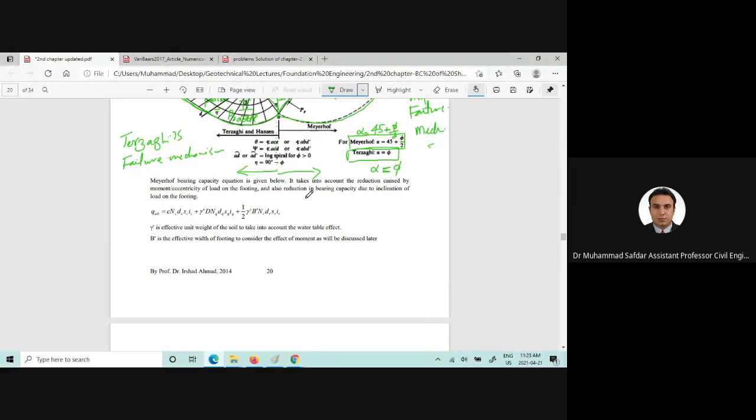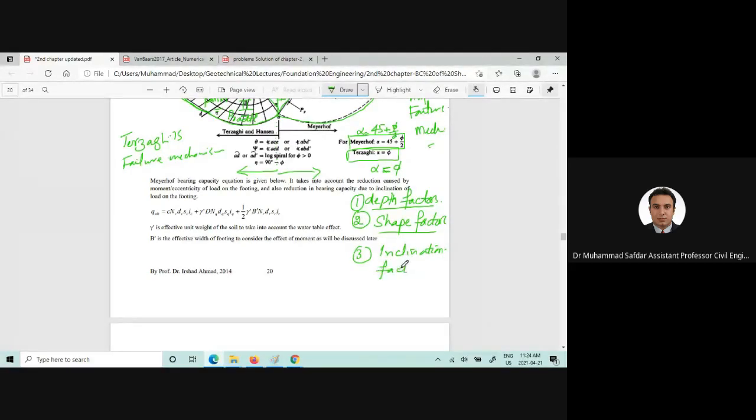Now, one of the major contributions of the Meyerhof bearing capacity equation is that he proposed depth factors which will consider the increase in the bearing capacity with the depth of the foundation, shape factors, in order to account for different shapes of the foundations, for example, the square, strip footing, rectangular one, or the circular one, and the third, which are inclination factors.